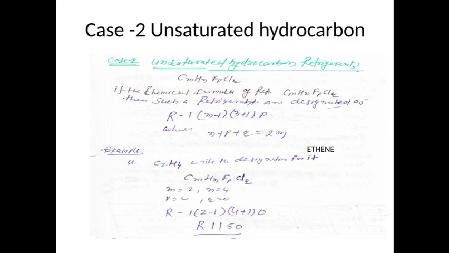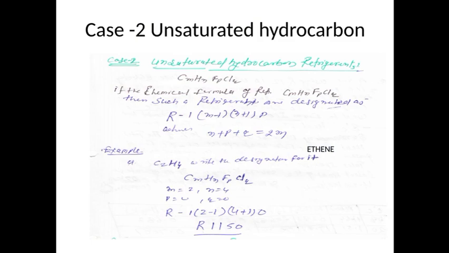So let us see with an example. Like you have C2H4. Write the designation for it. C2H4 is basically ethene. So we compare this with CmHnFpClq, okay. So m equal to 2, n equal to 4, p is 0, q is 0. So what will be the formula? R1, the 1 is already there, m we put 2, so 2 minus 1, and n we put 4, so 4 plus 1, and p we put 0. So what will be the formula here? R1150.